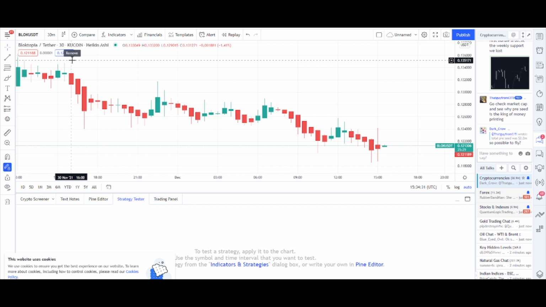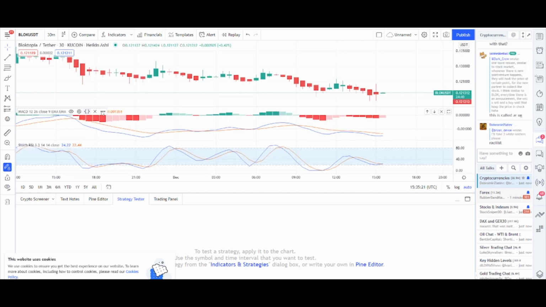Now we look at them together. You have the MACD and stochastic. Again, they're really telling you to start to buy here, right? These are great indicators to buy this. So everything that we looked at so far is telling us this is a good time to purchase BLOK.